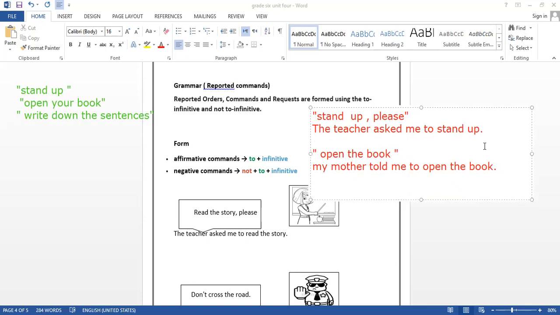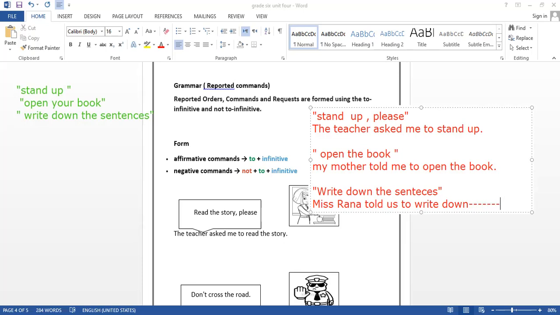The next one here: write down the sentences. For example, Miss Rana told us to write down the sentences. Now this is the sentence: we just add to before the verb, to write down, then we continue the sentence.